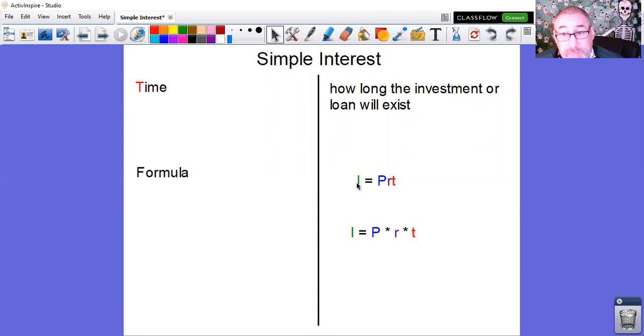How long is it? The formula for this is interest is equal to the principal times the rate times the time. So interest is equal to principal times rate times time. Real simple situation there, all multiplying.